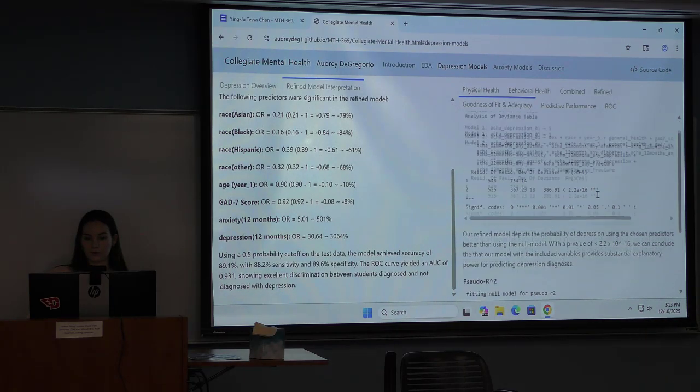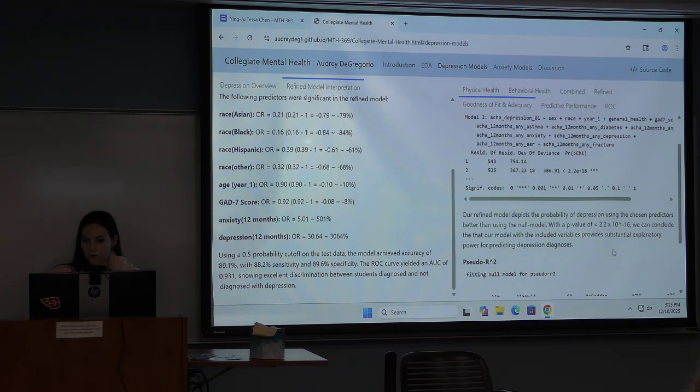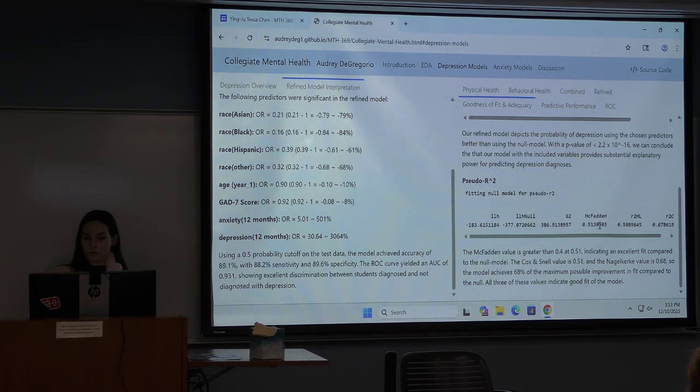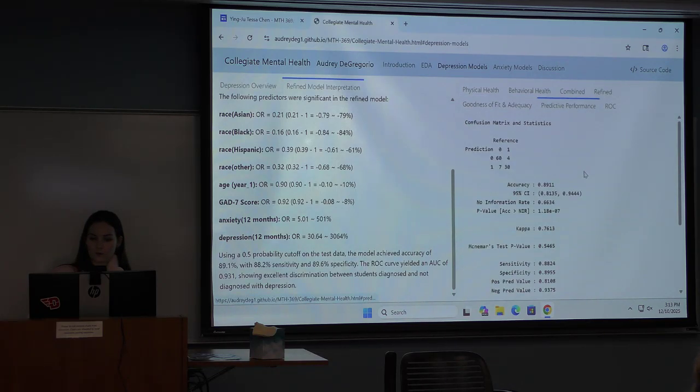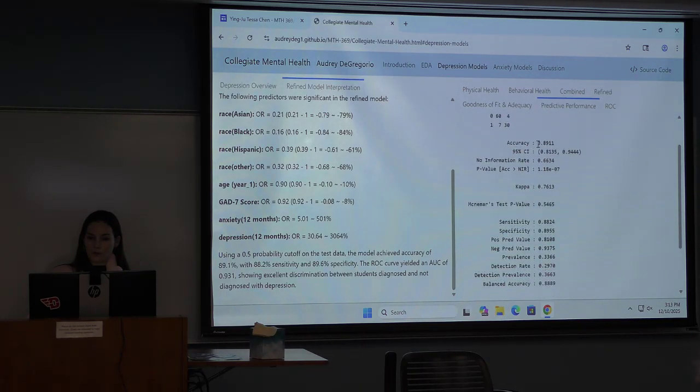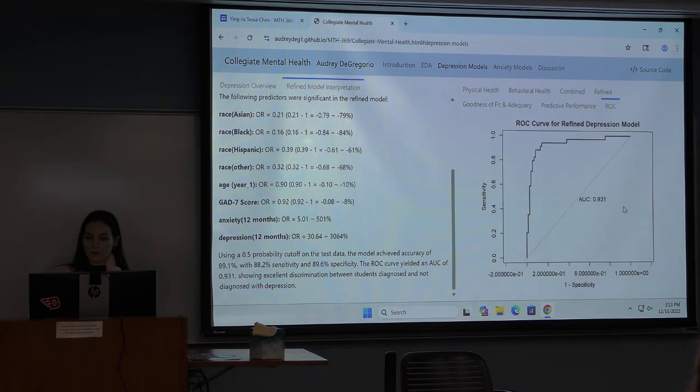So for fitness and adequacy scores, we see that the model is a good fit, as pseudo R squared is greater than 0.4, at 0.51. So all of these values indicate that it's a good fit for the model. And the accuracy is pretty high, as well as the sensitivity and specificity. And here is our ROC curve.